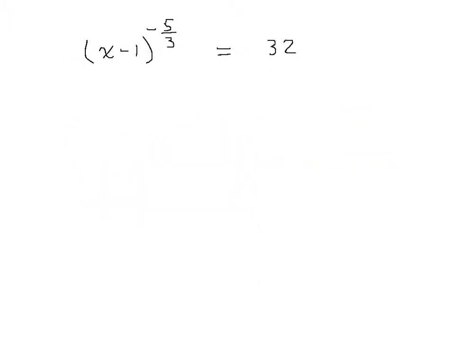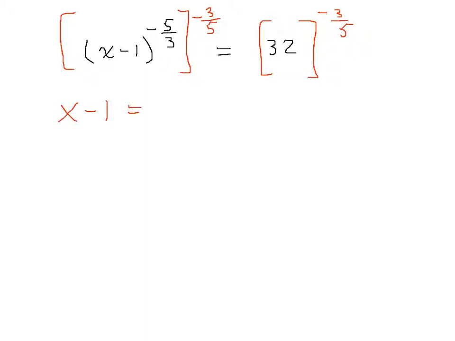Okay, so take a look at here. Now the exponent is minus 5/3. So that means that I want to raise each side to something that'll make that be 1. And since we multiply exponents in this case, I'm going to raise each side to the minus 3/5. So on the left, that simply gives me x minus 1, and 32 to the minus 3/5. Okay, let's remember what that means. 1 over the 5th root of 32, all cubed. So that's what minus 3/5 power means.